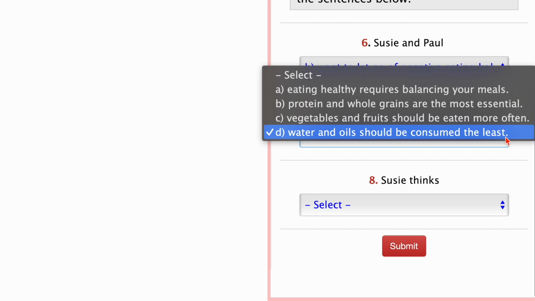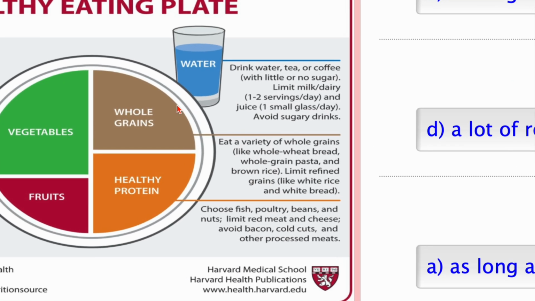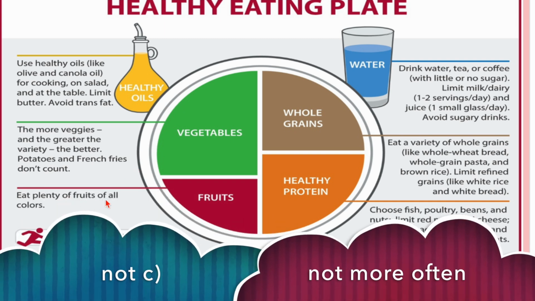Also, it's not that vegetables and fruits should be eaten more often. Again, it's not really saying which one we should eat more often. It just says eat plenty of fruits of all colors.